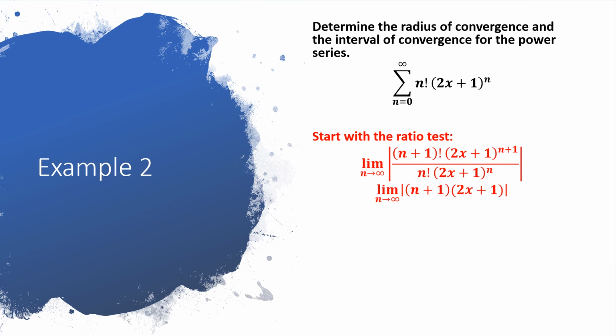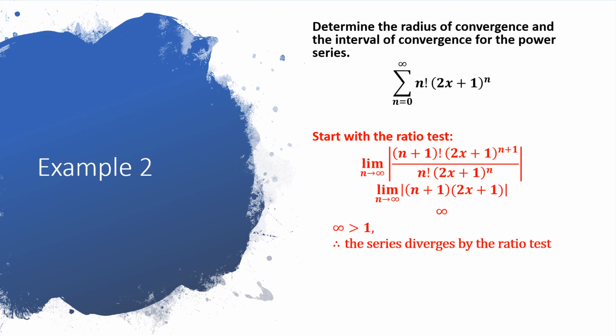I'm going to cancel out everything I possibly can cancel out, and I'm left with (n plus 1) times (2x plus 1). This limit equals infinity, and infinity we know is greater than 1. So that tells us that this series diverges by the ratio test.